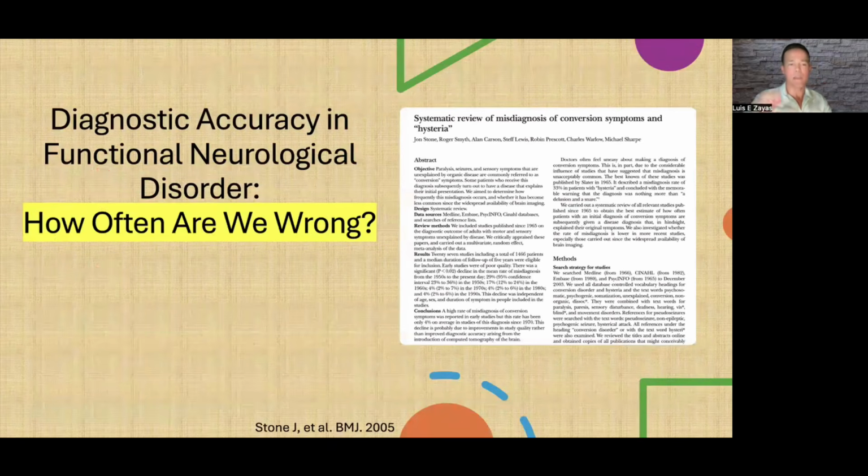Now, if you ask me, what about if you are wrong? Well, very unlikely. We have data. When the movement disorder doctor, or actually a neurologist in general, makes a diagnosis, they are wrong approximately 4% of the time. So it's pretty good. It's very, very specific. It's a very easy diagnosis to make.